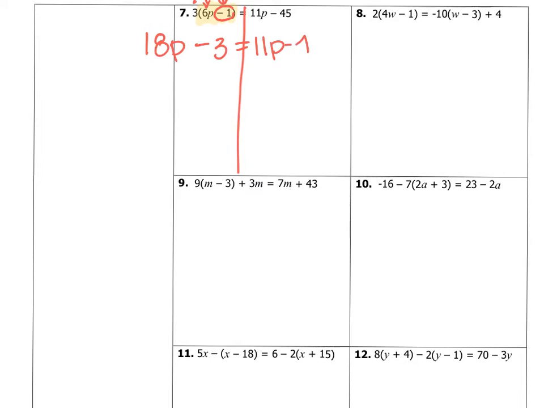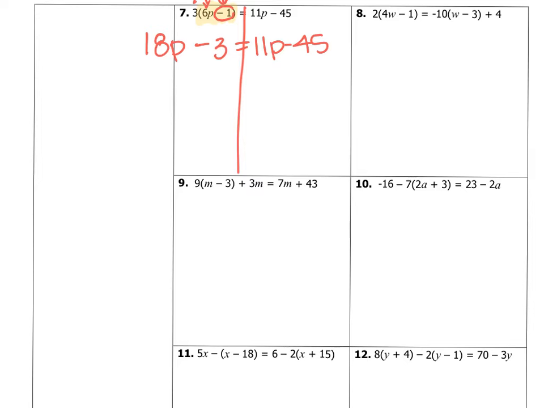My other side at this point will just stay the same. There's nothing to distribute. Then we're going to check, is there any like terms to combine? So if we look at the left side, we have 18p minus 3. So the 18 has a p on it, the 3 doesn't, so those are not like terms. On the right side of our equation, we have an 11p and a 45. They both don't have p's on them, so those are not like terms.